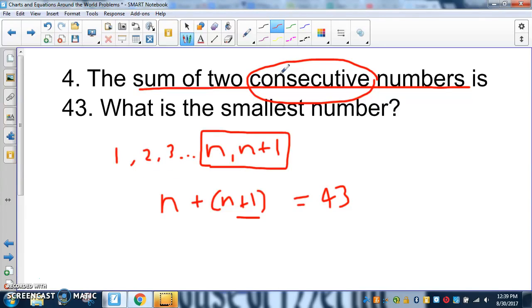Again, looking to make comparisons. The word consecutive means in order, so to make that comparison, we have a number, a variable, we just add 1 to it to get to the next.